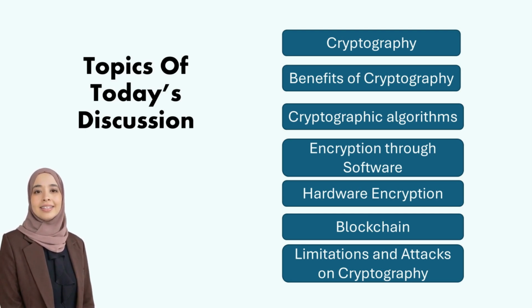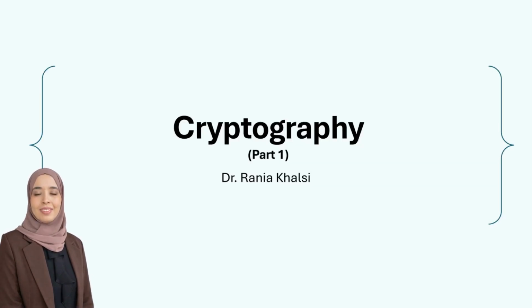By the end of this module, you are going to learn a lot, and mainly you should be able to define cryptography, and describe hash, symmetric and asymmetric cryptographic algorithms. You will also be able to list the various ways in which cryptography is used and explain different cryptographic limitations and attacks. Here we go. We're going to start our first part with cryptography.